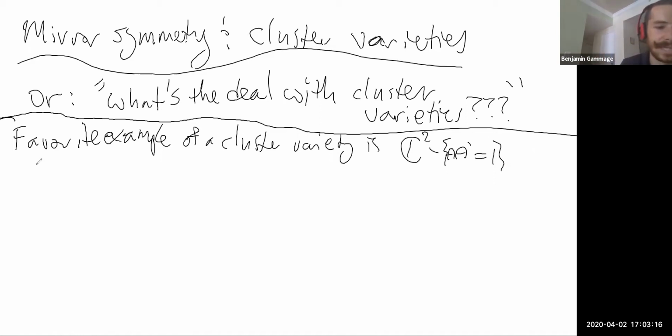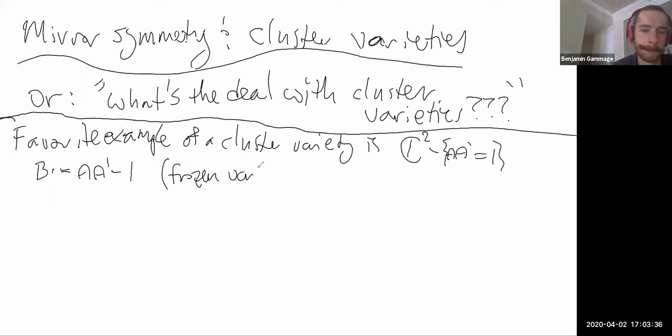I'm going to set the variable B to A prime minus 1. So B is a variable that is always non-zero, and it doesn't mutate at all in the cluster algebra. This is an example of what's called a frozen variable. Maybe it'll become more clear what that means, and if not, it's okay. I just want to introduce that nomenclature in case people see it again later.